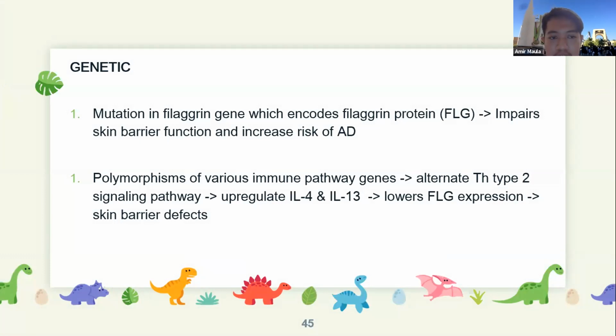Besides the mutation in the filaggrin gene, there is also polymorphism of various immune pathway genes, especially in the T helper type 2 signaling pathway, where they can alter the pathway and upregulate interleukin 4 and interleukin 13, which subsequently lowers filaggrin protein expression, causing skin barrier defects.